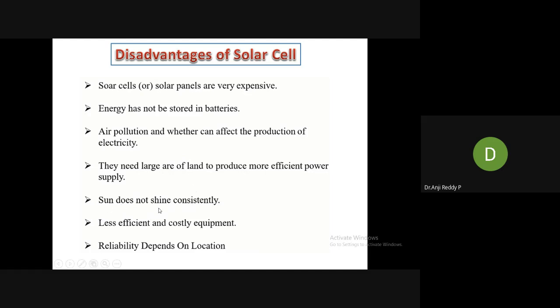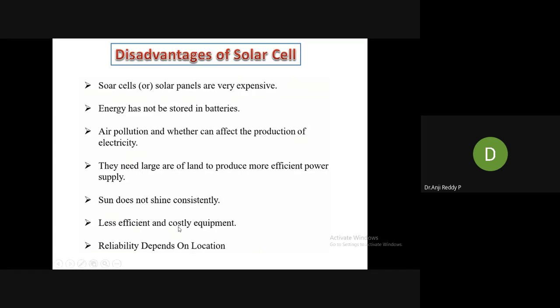Only daytime is possible. In some countries, particularly North European countries like Norway, Finland, Sweden, Denmark, for around 6 months there is no sun, so they won't get sunlight. In that case, that is also a problem.